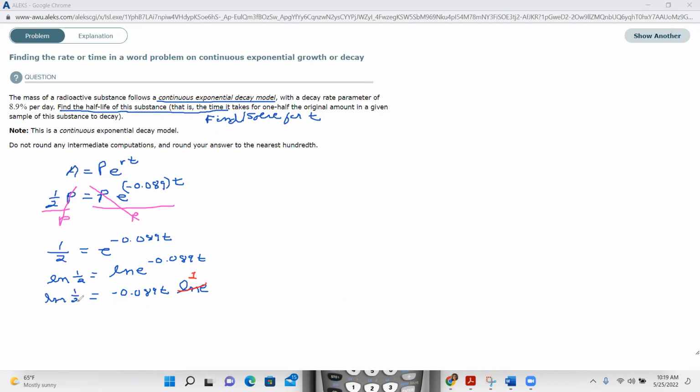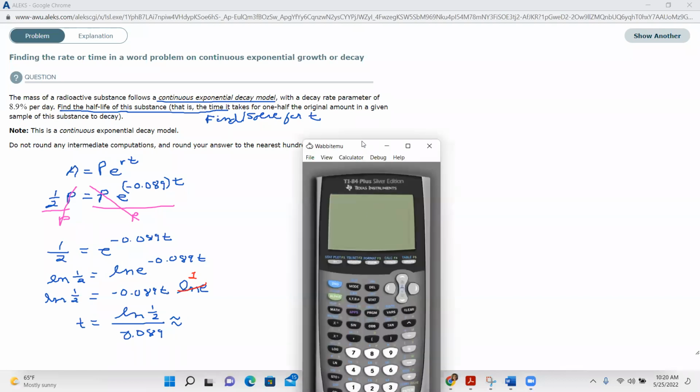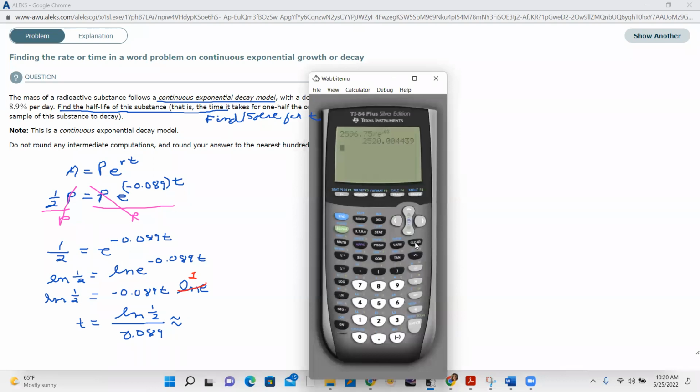I'll copy this again on the left. And so now to solve for t, just divide both sides by that decimal. I'm just going to write the t on the left. Right, you're dividing both sides by the decimal. And you can do that on a calculator. So the natural log of a half, which is 0.5, divided by negative 0.089.